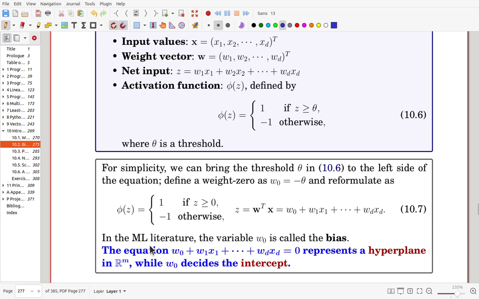In the literature of machine learning, the variable W0 is called the bias. Sometimes we use the letter B to indicate the bias. Here, the equation equal to 0 represents a hyperplane, and W0 decides the intercept. I'm using M here, but that must be D.